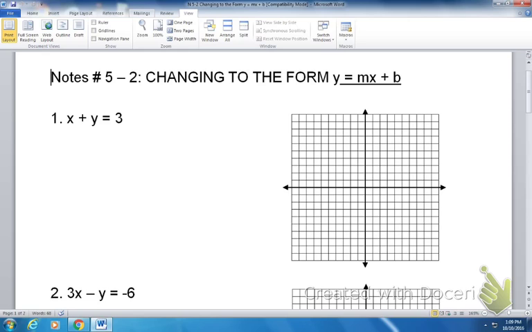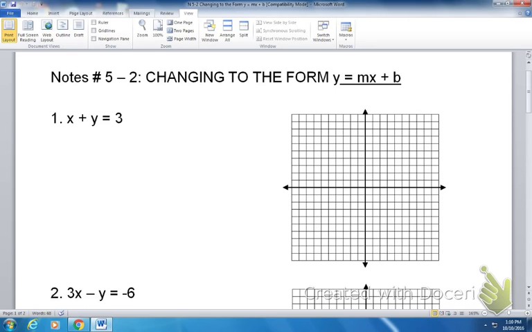Today is almost exactly the same, except we're not going to be starting in the form y equals mx plus b. We're going to have to solve for y to get there. The form we're going to be in today is basically called standard form. It's where we have something times x plus or minus something times y equals a number. So if we look at number 1, it says x plus y equals 3.